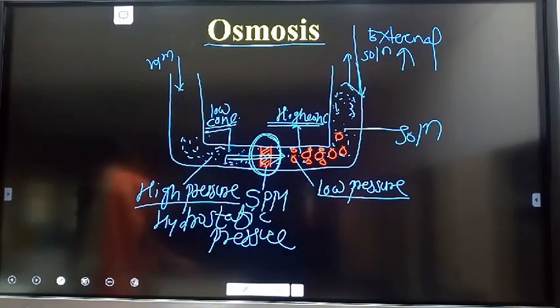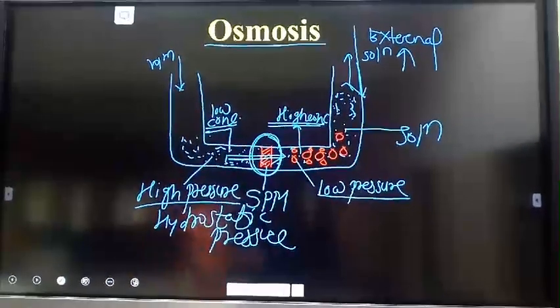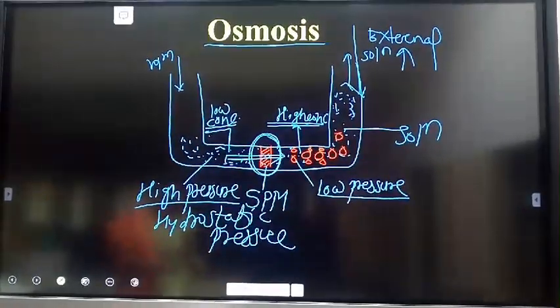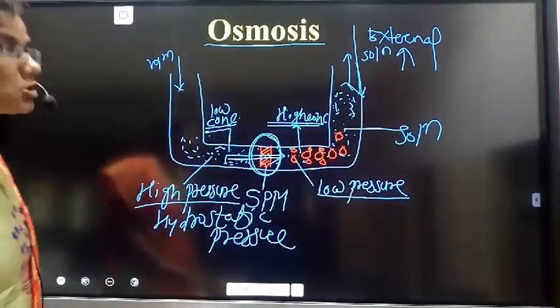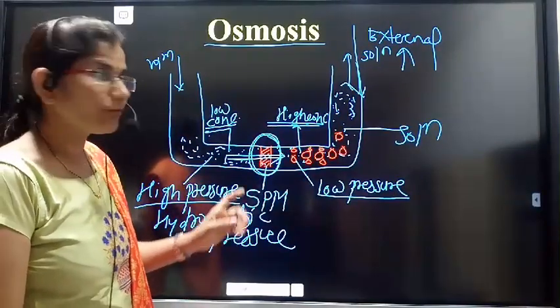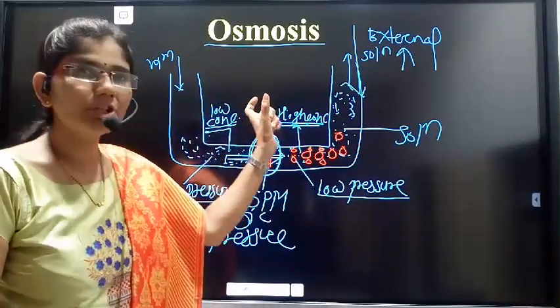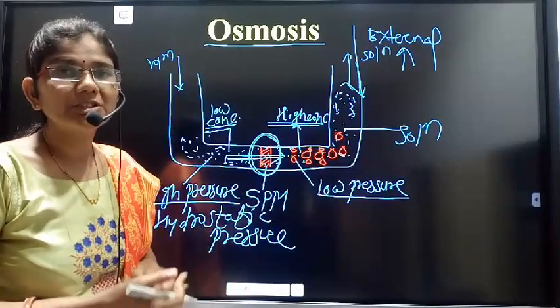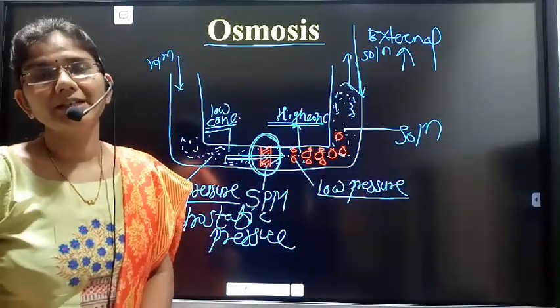So what is meant by osmotic pressure? Osmotic pressure is the pressure applied on the solution side to stop the net flow of a solvent from lower concentration region to higher concentration region, and therefore this pressure is called osmotic pressure.